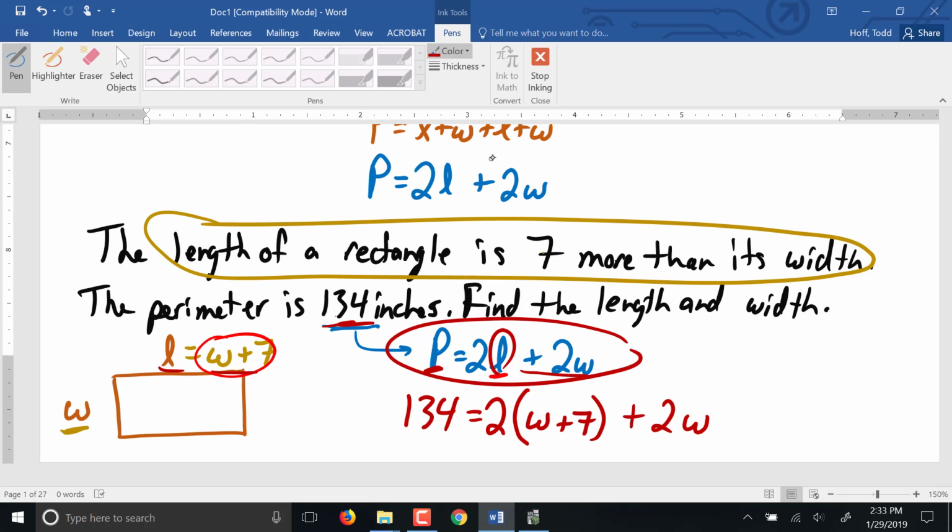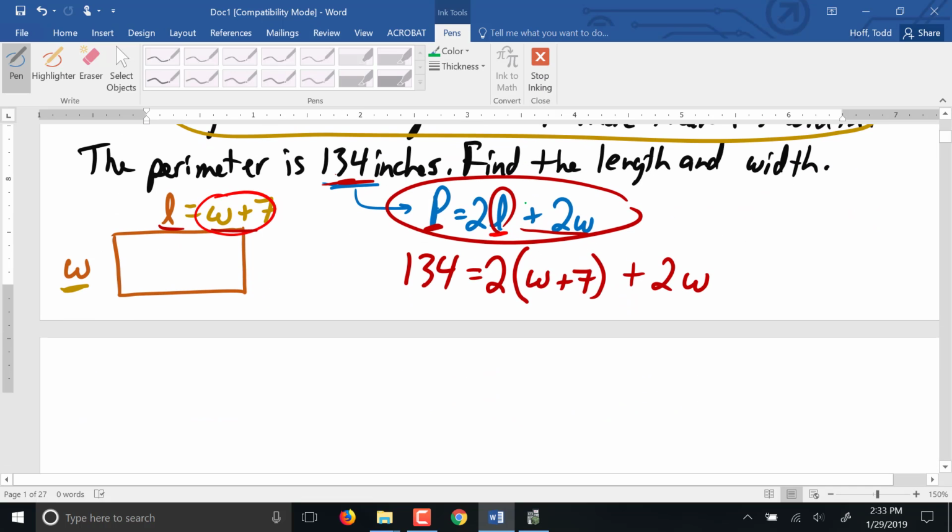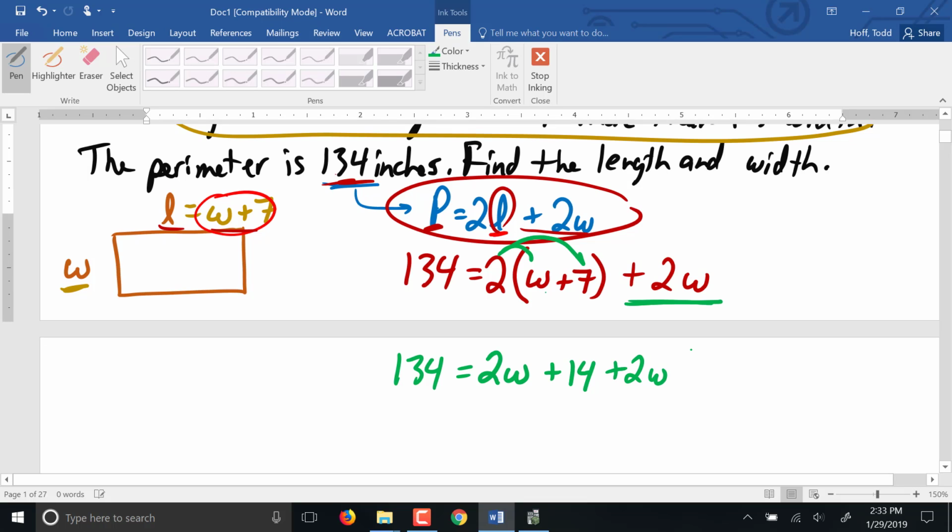Now we can start to solve that equation. On the left side, there's nothing to do. On the right side, we have to combine. We see the parentheses. We'll multiply by the 2. 2 times W is 2W. 2 times 7 is a positive 14. And we still have this 2W on the end yet.